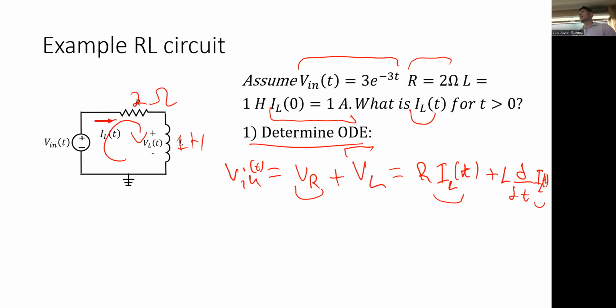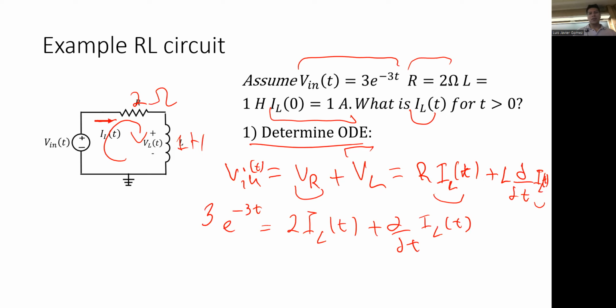All right, so now let's plug in some numbers. We have 3e^(-3t) equals R, which is 2, times i_L(t), plus, what is L? Oh, thanks. It's just 1, times d/dt of i_L(t). And so that's our differential equation. And we also have that i_L(0) equals 1.